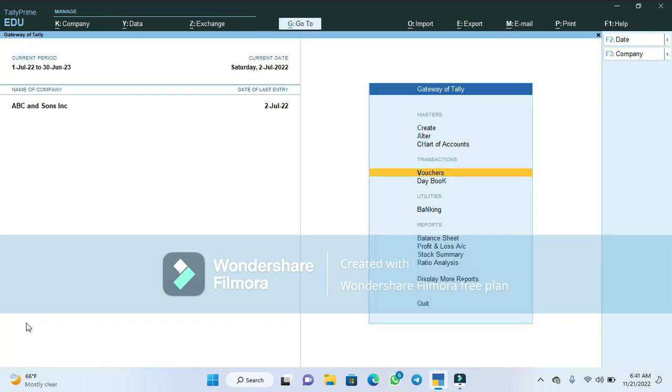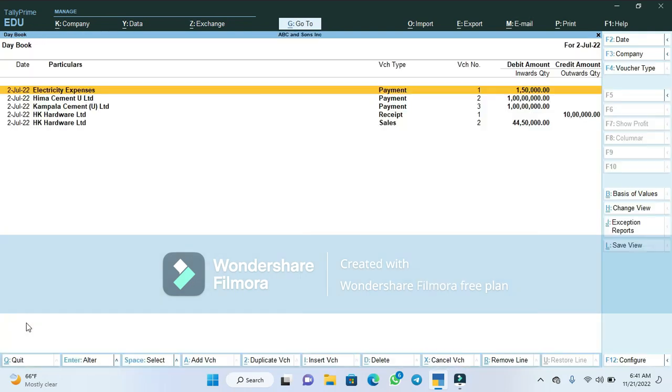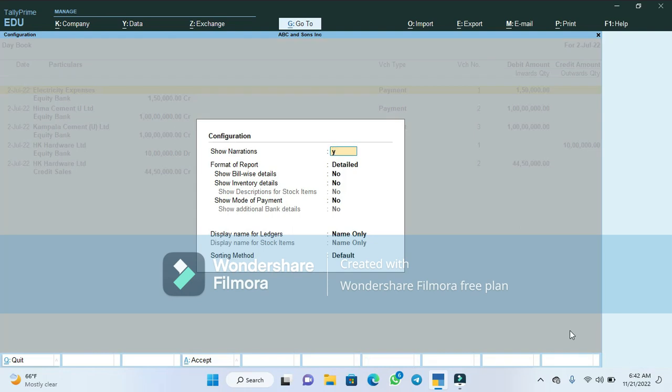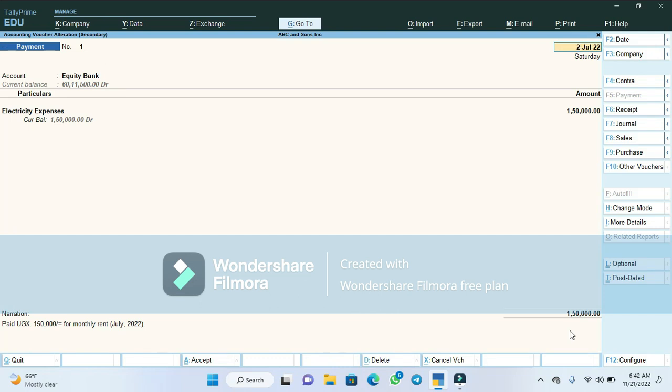So let's see what happens if I haven't put the narration on that part. Let's go to the gateway of Tally, the daybook, enter. Now, I assume that the accountant or auditor is the one at this space. He will say Alt F1 and the details will expand. He will come here to configure and say yes by typing Y. I want to show the narrations. Enter throughout and then select this account to see: paid 150,000 for monthly rent. Yes, he can escape and go back.